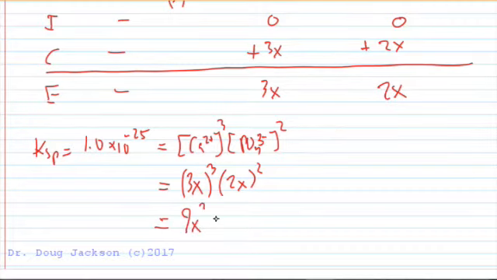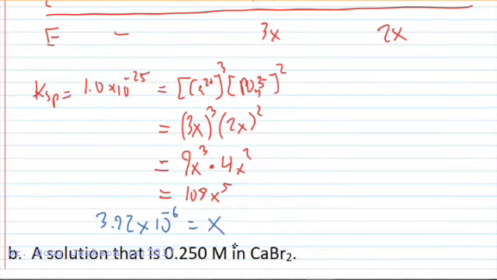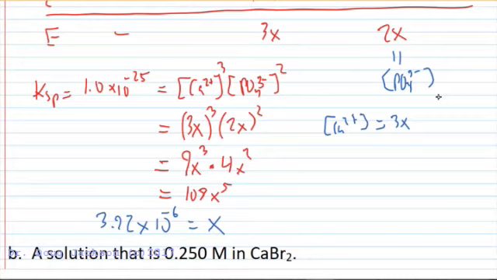So that gives us 9x cubed times 4x squared, and that's going to equal 108 times x to the 5th. Okay, and all equal to our equilibrium constant there. So finally what we're going to get is divide by 108 and then take the 5th root, and we're going to get 3.92 times 10 to the minus 6 equals our solubility of x. Our concentration of calcium would then be equal to 3x, and phosphate, PO4 3 minus, that concentration is equal to 2x there. Okay, so 3.92 times 10 to the minus 6 is our solubility.